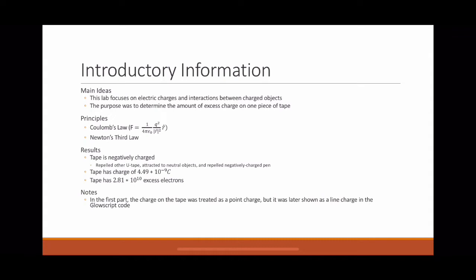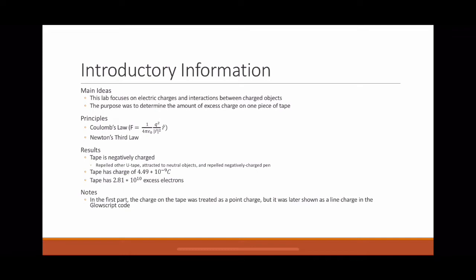Some of the results from this lab: I found that the tape was negatively charged based on its interactions with other objects. I found that the tape has a charge of 4.49 times 10 to the negative 9th coulombs when it's treated as a point charge. I used the Coulomb's law equation since I knew the electric force and force of gravity were equal, and I knew the distance between the two objects when the force took place. I could rearrange, solve for Q, and find the charge then.